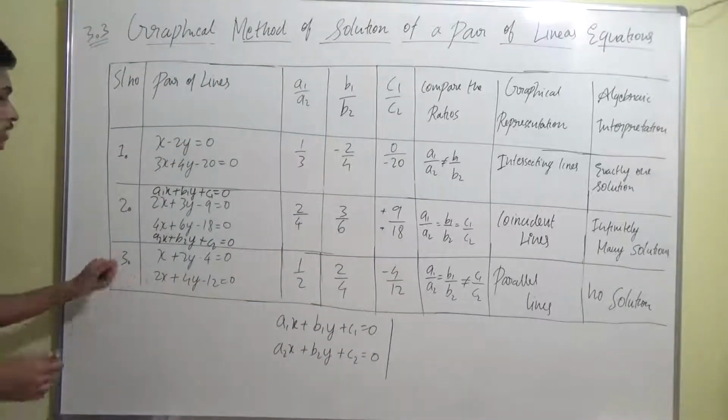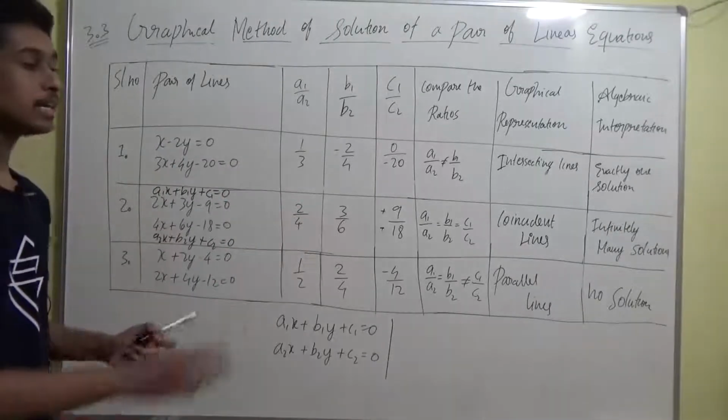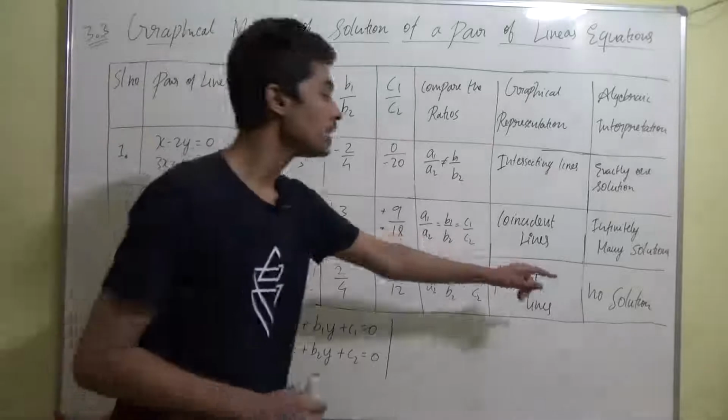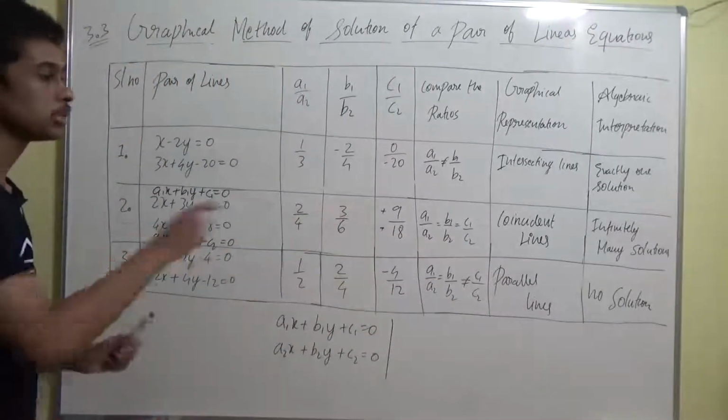If you draw the graph of these two equations, you are going to get parallel lines. So parallel lines imply that there is not going to be any solution, which means these two equations don't have any solution, so it's the no solution case.